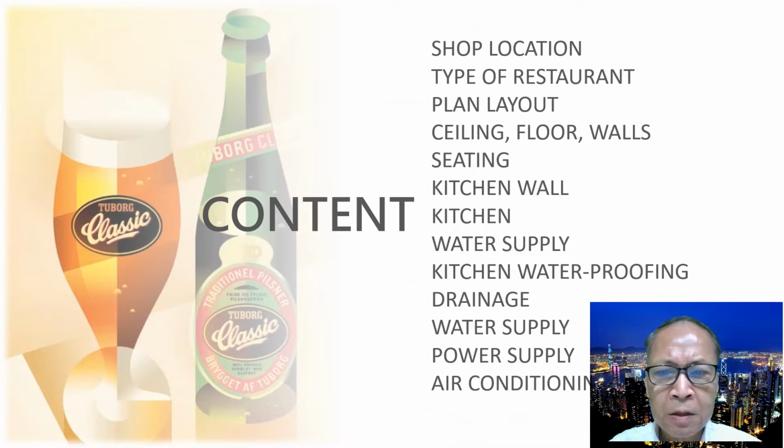Okay, content of this lesson. The shop location is the requirement of the basic shop location for a restaurant. Type of restaurant. In Hong Kong, there's a different kind of restaurant. Not the style, it's concerning the business of the restaurant. Plan layout, ceiling, floor, seating, kitchen wall, kitchen, water supply, etc. This lesson we talk about mainly the licensing, the statutory requirement of restaurant, mostly. Legal requirement is important. This affects the decoration of a restaurant very much.